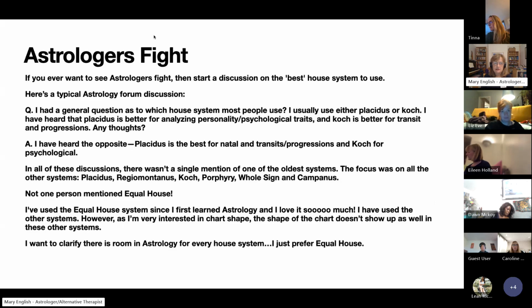If you ever want to see astrologers fight, then start a discussion on the best house system to use. So here's a typical astrology forum discussion. Question: I had a general question as to which house system most people use. I usually use either Placidus or Koch. I've heard that Placidus is better for analysing personality psychological traits and Koch is better for transits and progressions. Any thoughts? Answer: I've heard the opposite. Placidus is best for natal and transit progressions and Koch for psychological.